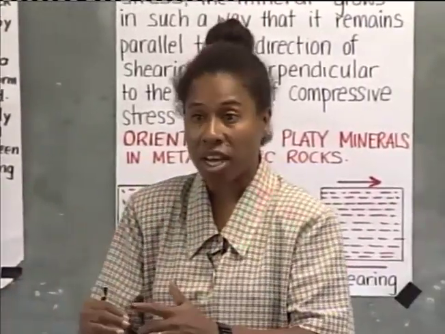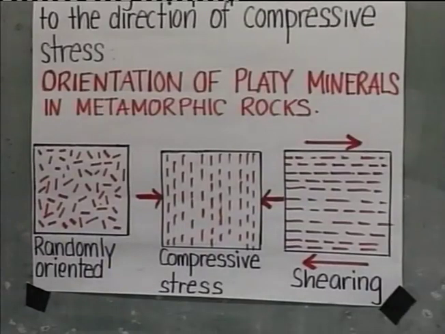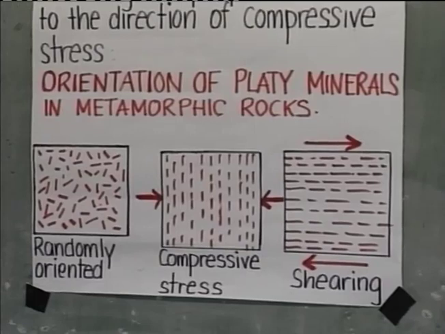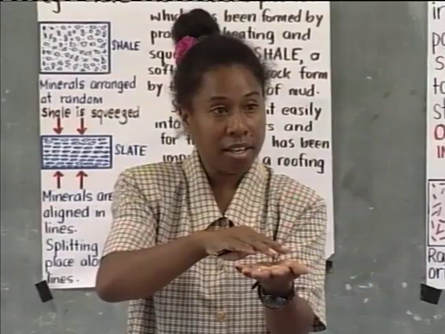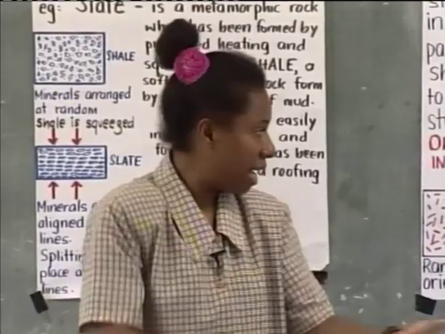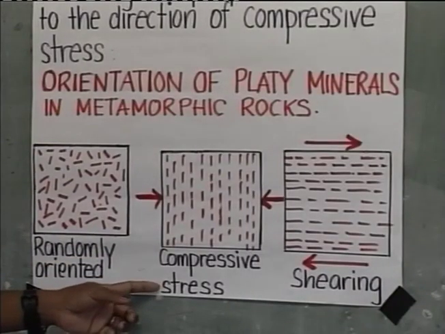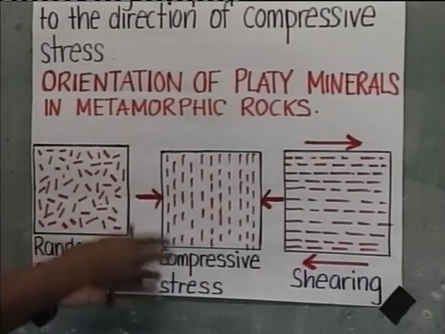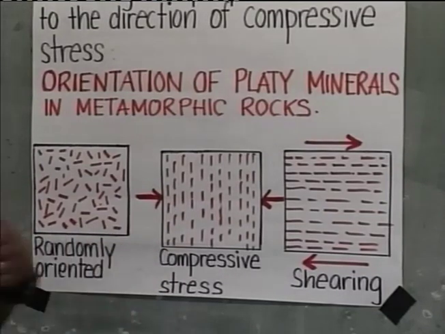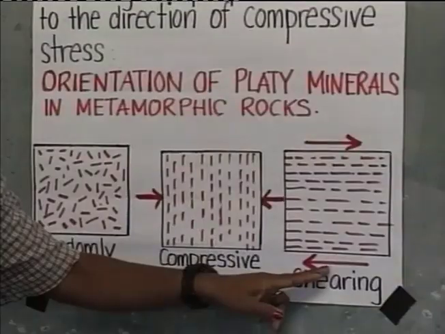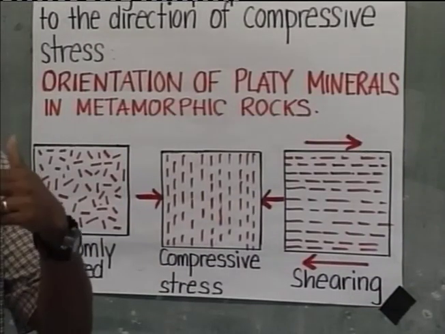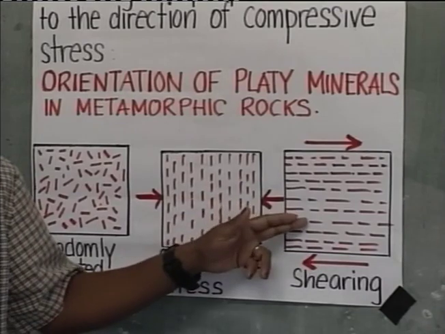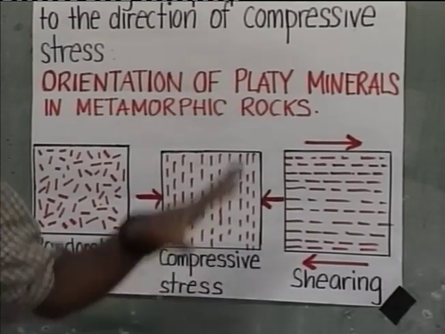When we are referring to pressure, this is what I am explaining now. Pressure is what is exerted on the rocks, and it can be in the form of other materials lying on top of the rocks, affecting the way the minerals are aligned. If you put too much pressure down, as in a compressive stress, then the minerals would be aligned perpendicular to that compressive stress. If the pressure exerted is shearing, then the minerals in the metamorphic rocks would be aligned parallel to the force. That's what I am explaining.